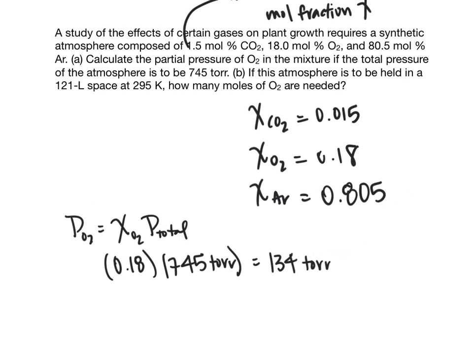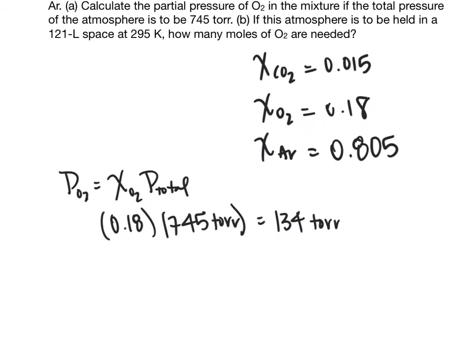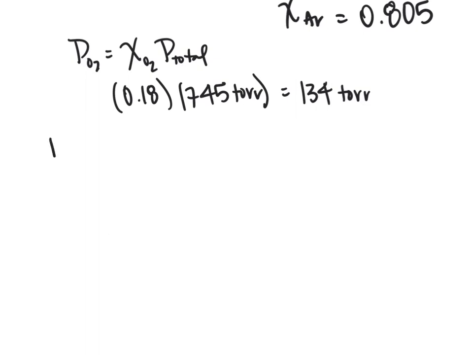So we used this equation in order to find the partial pressure. If this atmosphere is to be held in a 121 liter space at 295 Kelvin, how many moles of O2 are needed? In this case, we're going to use n of O2 is equal to PV over RT. We want to make sure that we use the pressure of O2, not the total pressure.